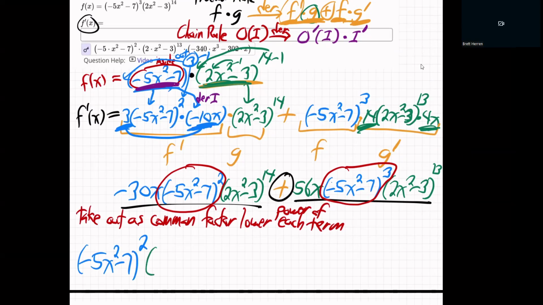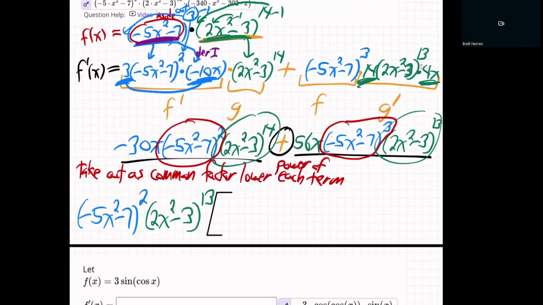And then with the other term, the 2x squared minus 3. This is a 14th power, and this is a 13th. I'm going to take the lower one, 13. Then I'm going to put a big old bracket. You don't have to do a bracket. Parentheses is fine, but I just want to be super clear. A bracket is not any different than a parenthesis. It just helps me to see it better. You can do a parenthesis if you want.